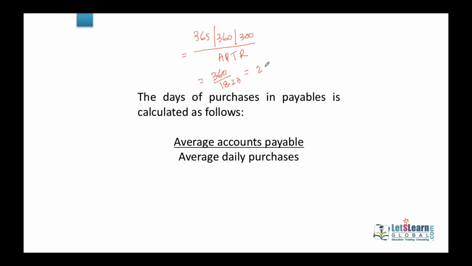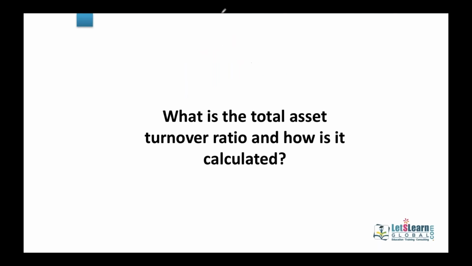19.7, but I'll take 20 days. 20 days. So the supplier is giving us 20 days credit. Okay. Now let us work on the total asset turnover ratio.